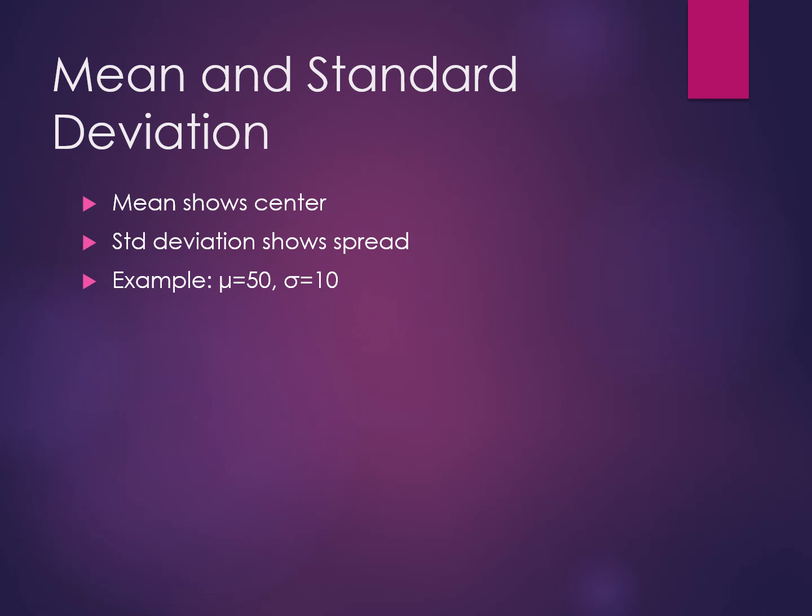Slide 5, mean and standard deviation. Mean shows the center of the data. The standard deviation shows the spread of the data. If the standard deviation is small, the values are close to the mean. For example, if most students get similar grades, the standard deviation is small.